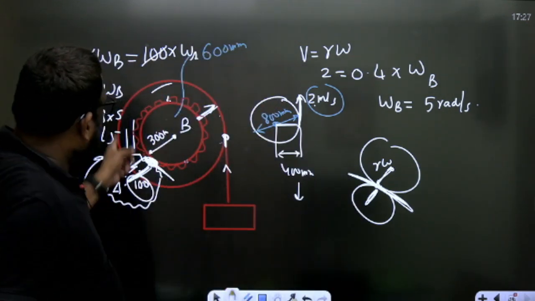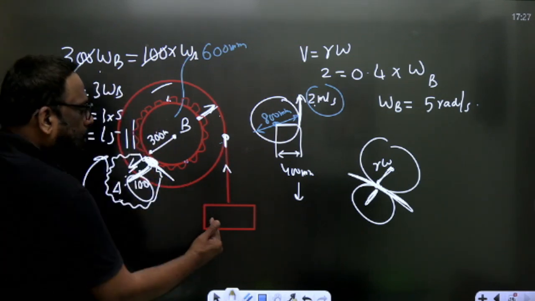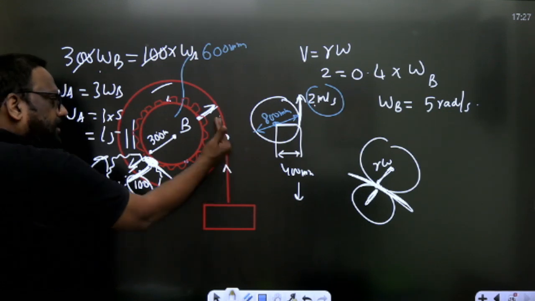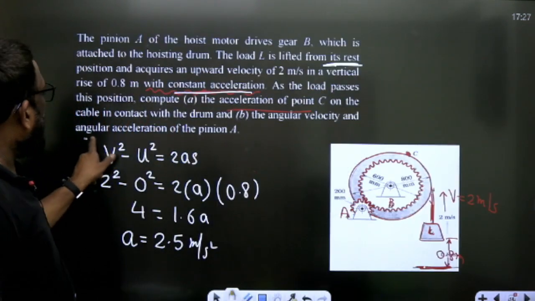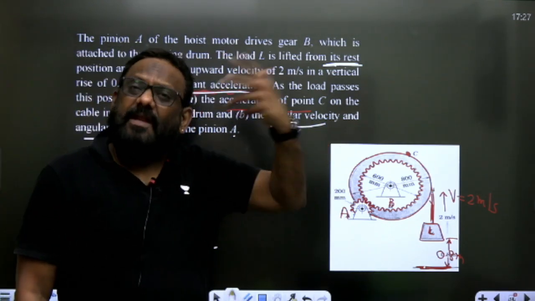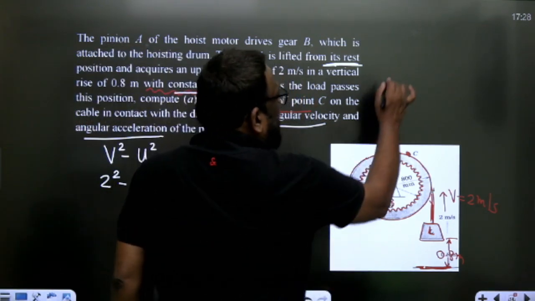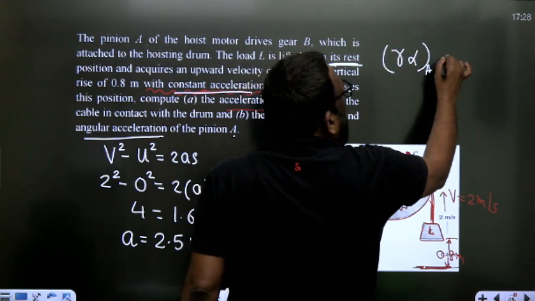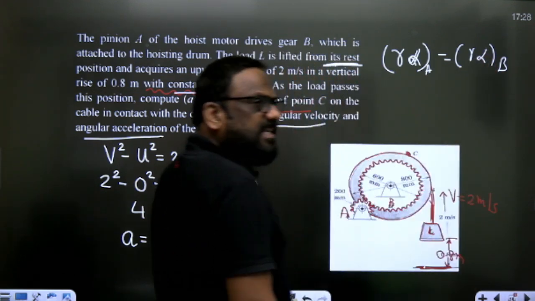In this question he asks what is omega of this pinion A. Very simple, sir. How did we approach it? From here we calculated acceleration. He also asked, look, what has he asked? Angular acceleration and angular velocity of A. Already we have calculated angular velocity of A. So at that point of contact, the tangential acceleration R alpha for A and R alpha for B should be the same. Very simple, sir.